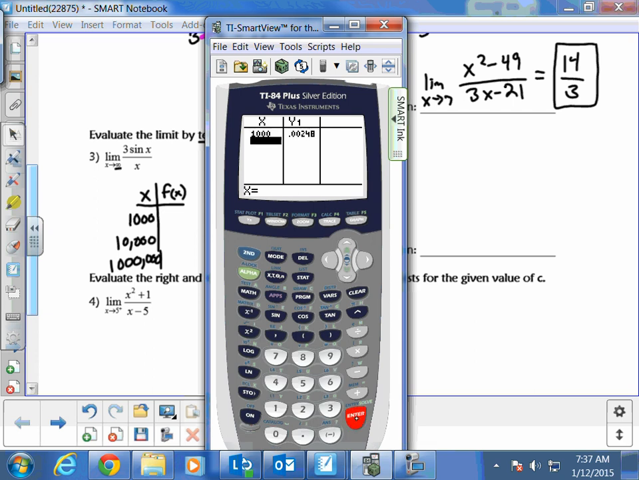So at 1,000, it's at a number, 0.022. Now let's type in 10,000. And you get this number right here, which means there are five zeros. You know how there are two zeros up here on the thousand? This one actually means it has five zeros. And now let's try a million.